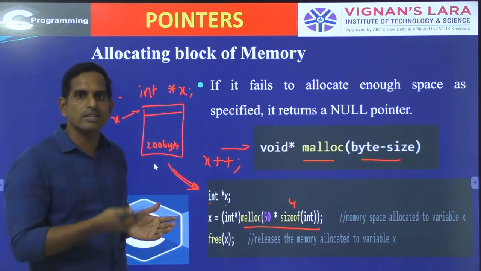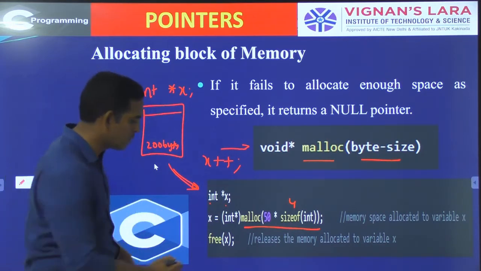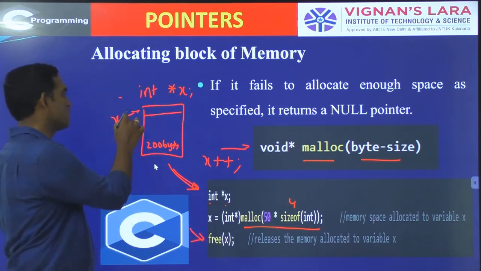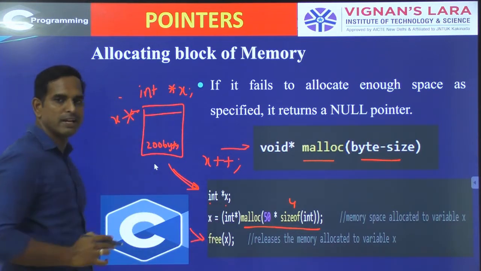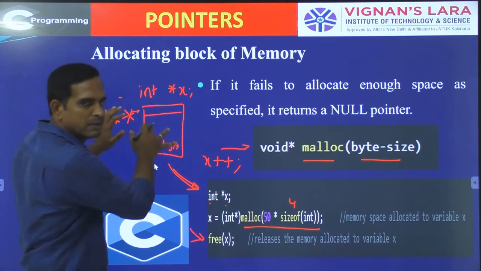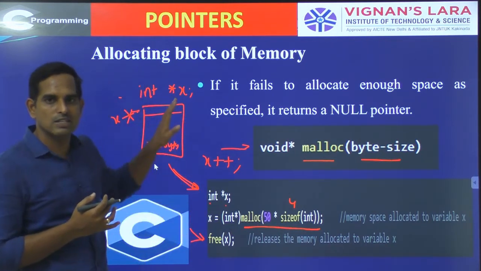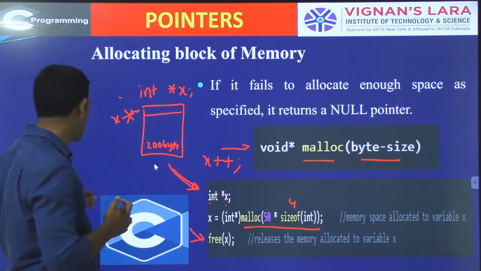Once after using this memory, if I want to release the memory, I can use free of x. If I use free of x, this pointer will be deleted and this memory will be released. So this is how your dynamic memory allocation will be done by using malloc.